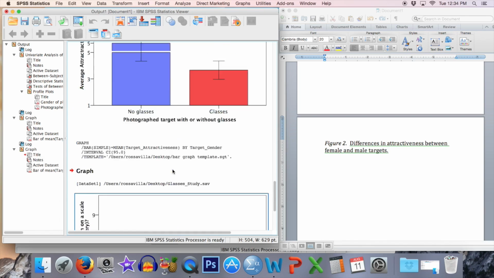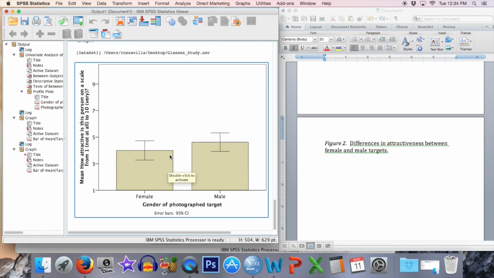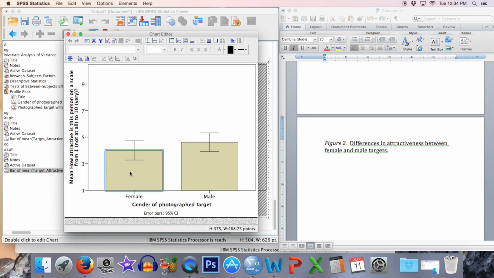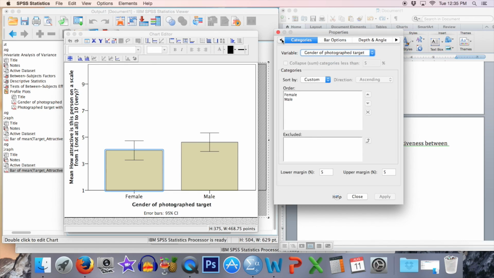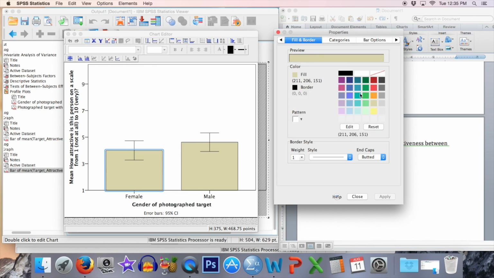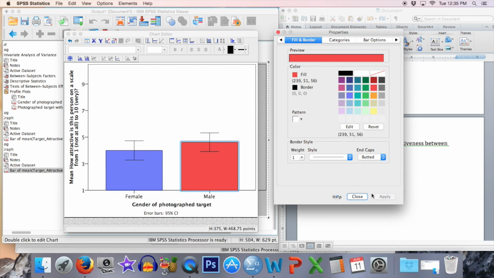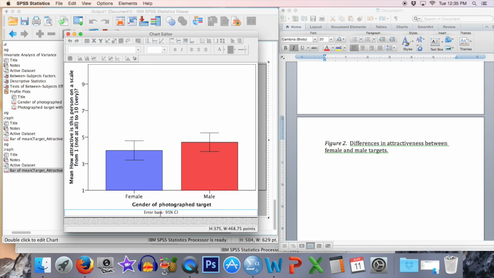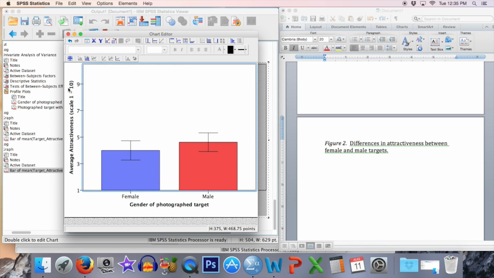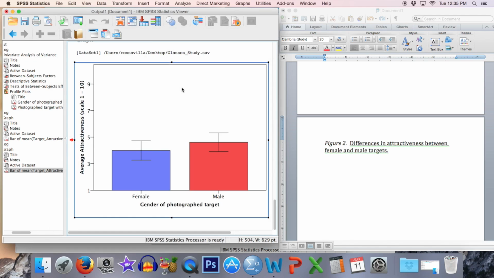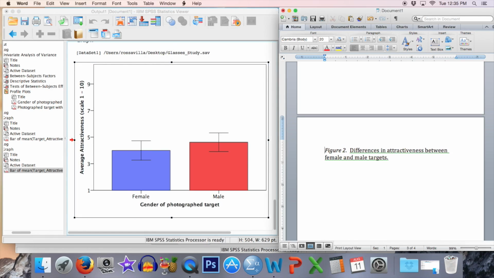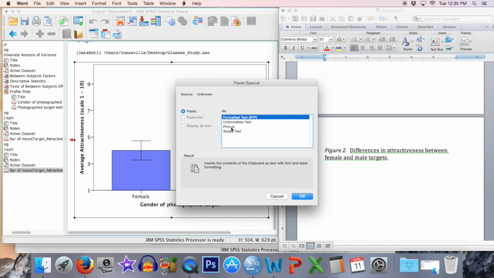And this one should look, well, not exactly like it, but it still has more formatting done to it than the last one. So we'll go and finish that up just by making these the right colors that we want. So before, I think we did blue and red. Doesn't really matter what colors you use, but I like to be consistent. We got rid of where it said error bars, and we just changed this to average attractiveness scale 1 through 10. And we have the scale right, it goes from 1 to 10, so that formatted correctly. So see, it didn't take as long to do all the formatting with this one. So we'll just copy, and then over here, paste special, select picture, and click OK.